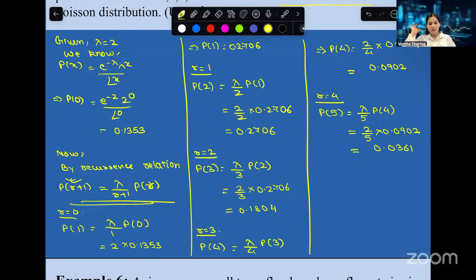So for us to use the recurrence, we have to initially calculate P of 0. Otherwise, it's not possible. To calculate P of 0, we will use the same initial value formula.